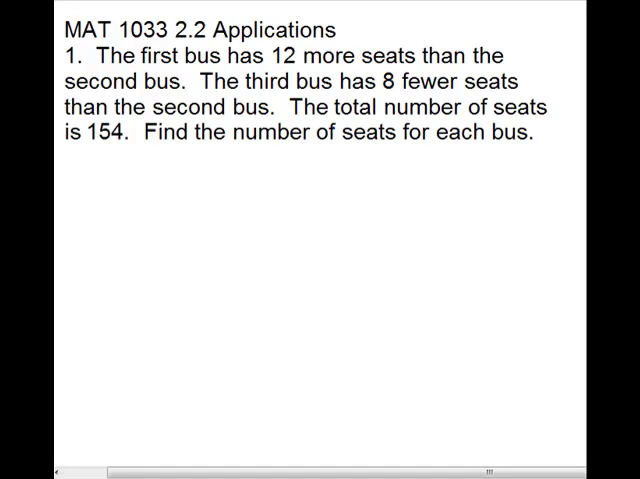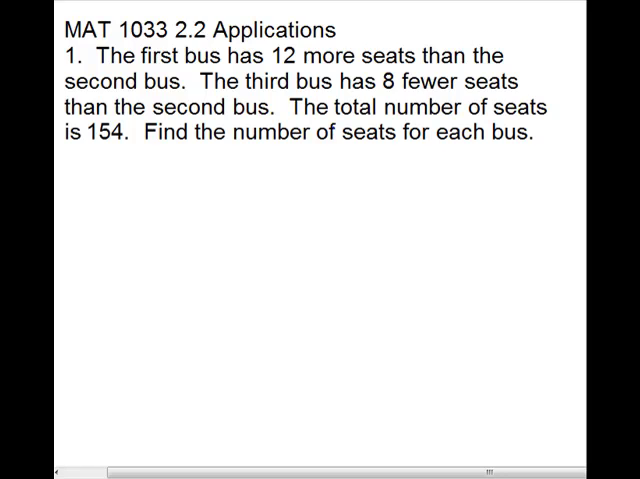Time to look at some applications of equations in section 2.2. Our first problem: the first bus has 12 more seats than the second bus. The third bus has 8 fewer seats than the second bus. The total number of seats is 154. Find the number of seats for each bus.